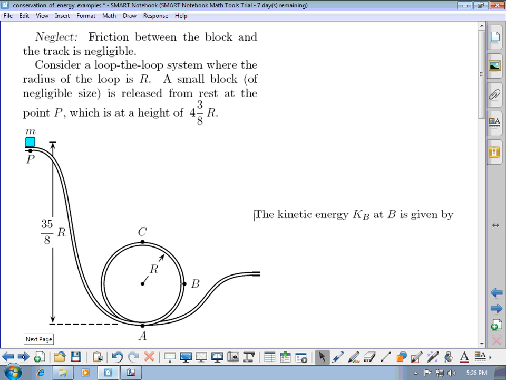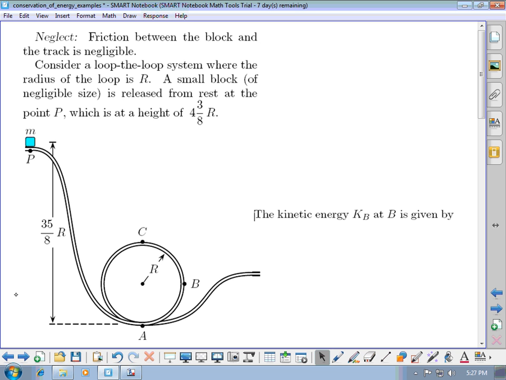The last problem that I want to look at is one that involves circular motion and conservation of energy. This is similar to one that we had looked at in the notes. This is also similar to a couple of different problems on your homework. But in this problem, everything is going to be solved in terms of variables.